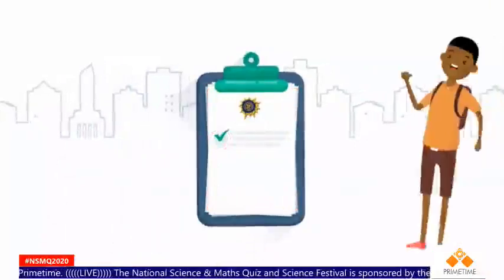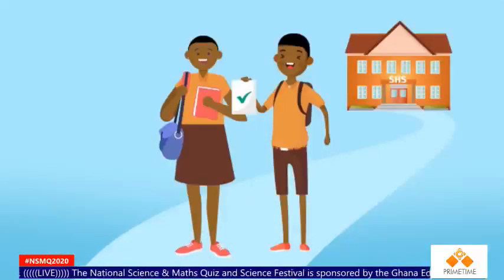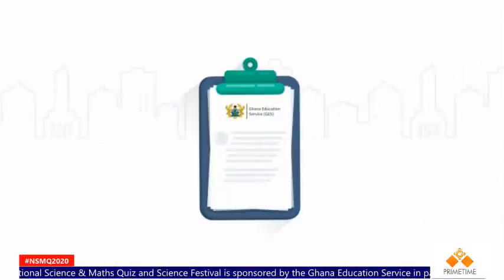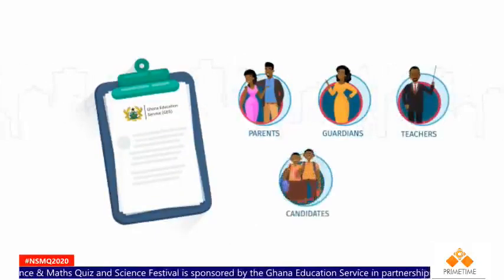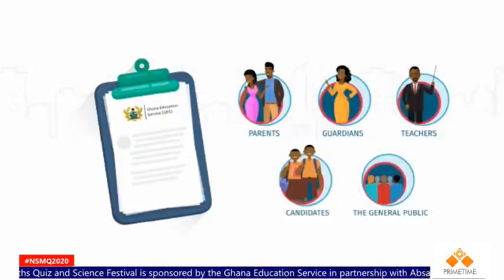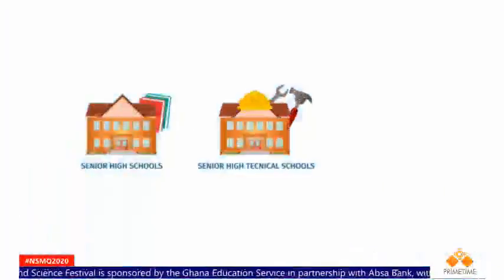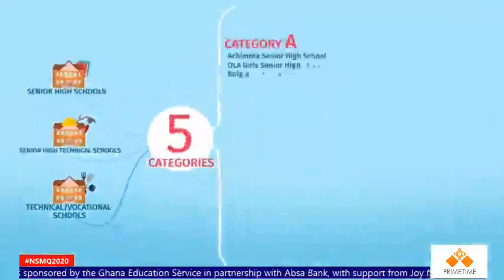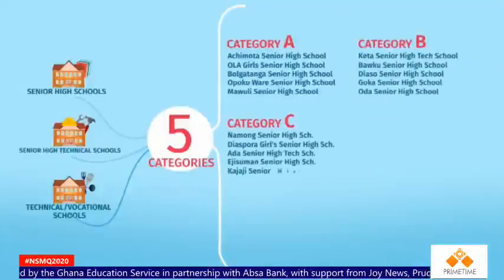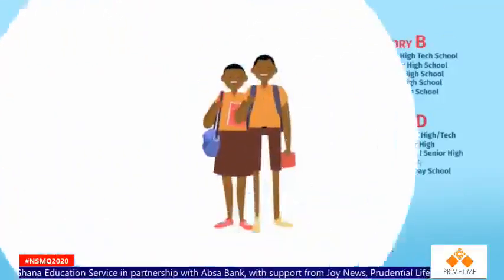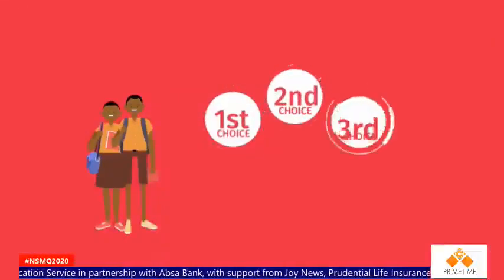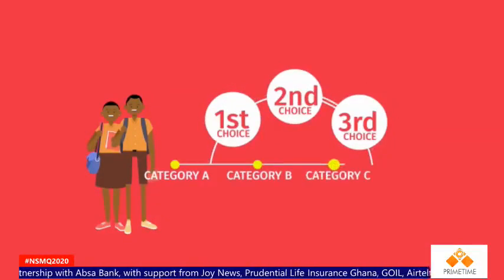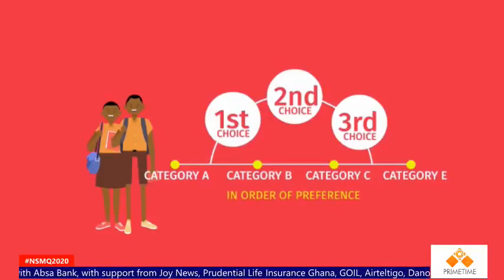As part of measures to ensure the smooth placement of qualified BECE candidates for 2020, the Ghana Education Service has put in place the following guidelines for the information of parents, guardians, teachers, candidates, and the general public. All senior high schools and senior high technical and vocational schools in Ghana have been placed in 5 categories, namely Category A, Category B, Category C, Category D, and Category E. All candidates must choose their first, second, and third choices from schools in Category A, Category B, Category C, and Category E in order of preference.